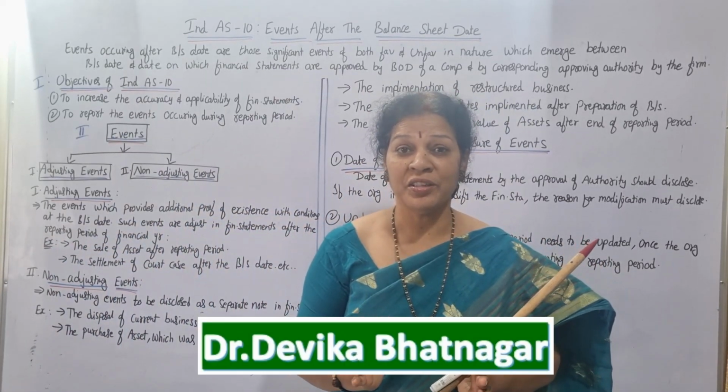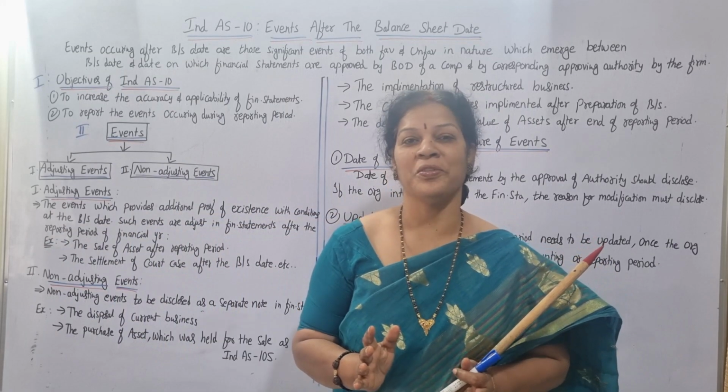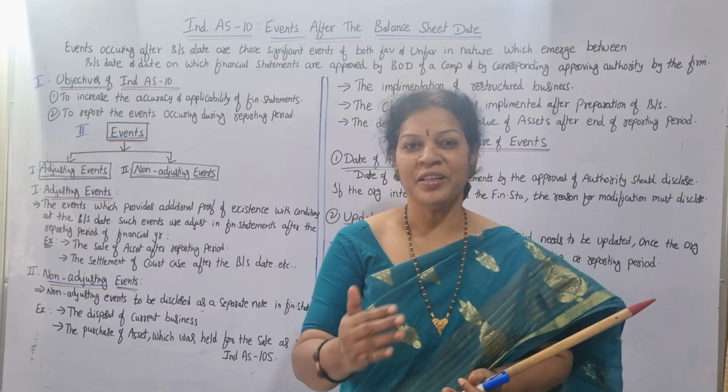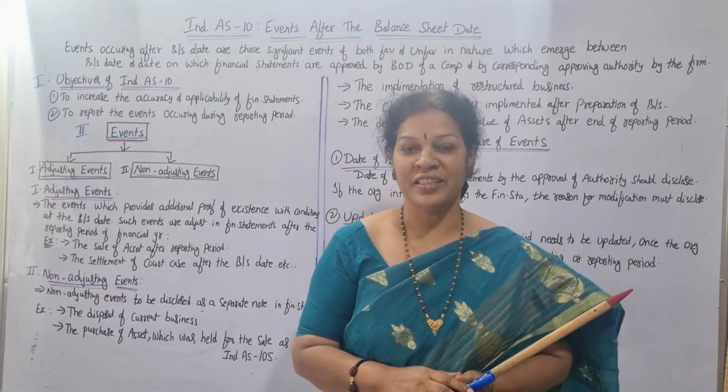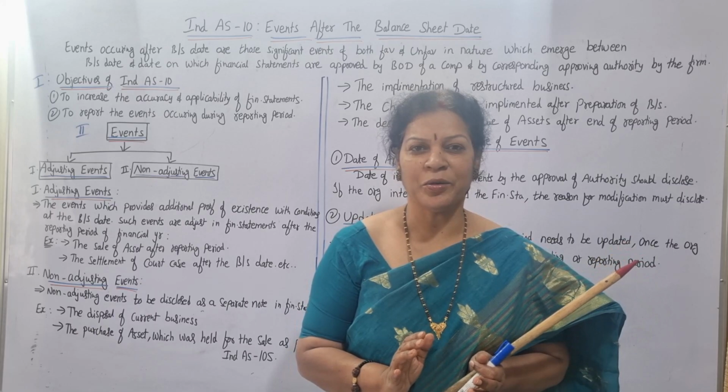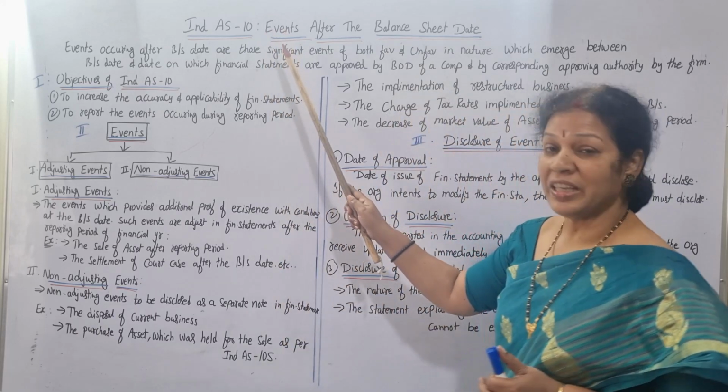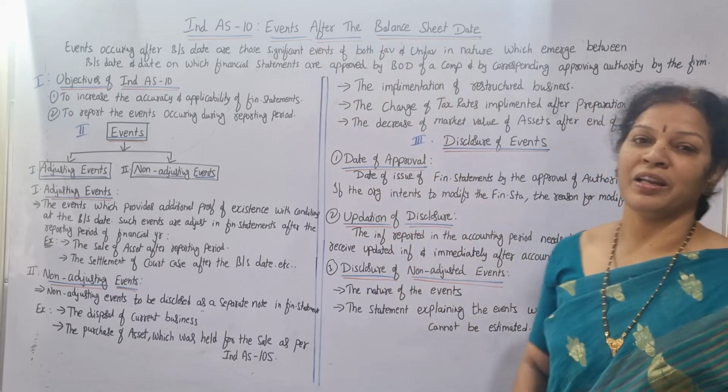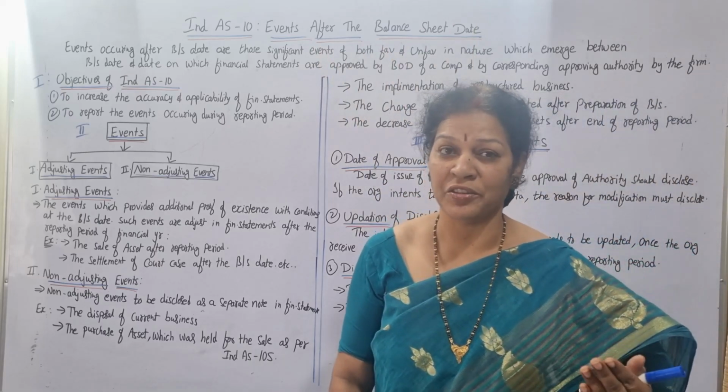We learned Accounting Standard 7, Cash Flow Statement. Now entering into Accounting Standard 10. What is it saying? It's talking about events after the balance sheet date. Events after the balance sheet date.